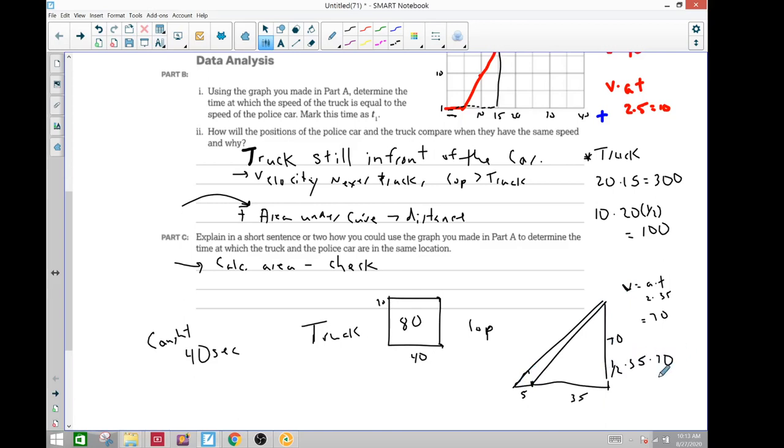Has he caught him up yet? 0.5 times 35 times 70 is 1190. So the answer for this particular side question would be: yes, he has. And if he didn't stop, then he'd be well past him. So let's go to the next question. Let's go to the next slide here.